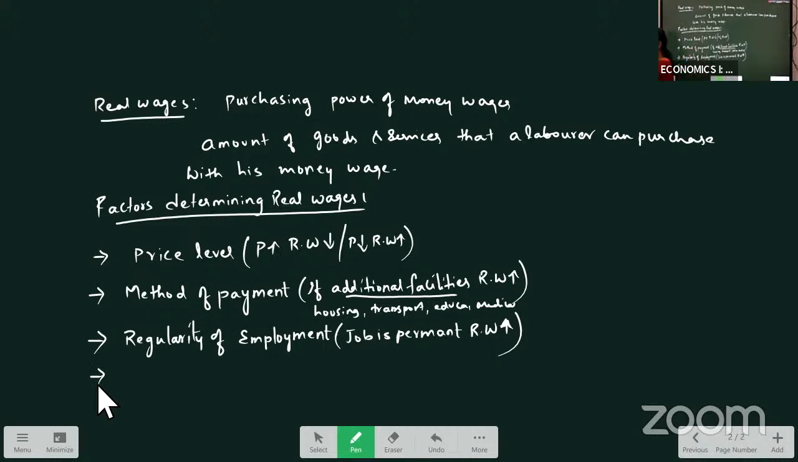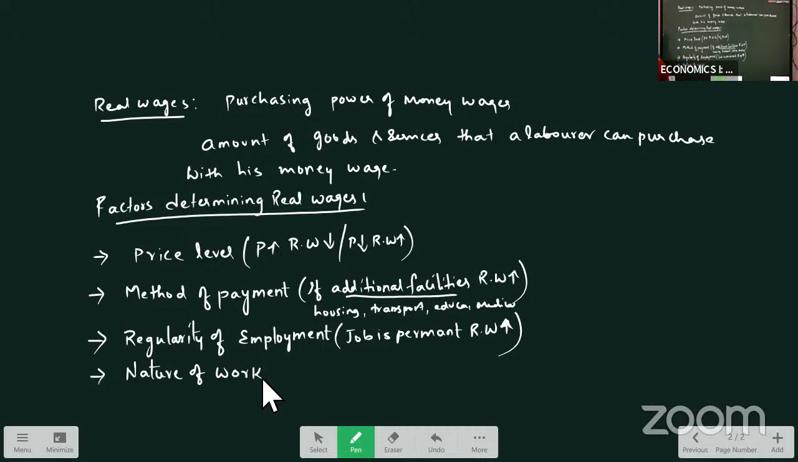And next point, next factor which is determining the real wage is nature of work. Nature of work means what kind of work are people doing? Means, is there risk and danger involved in the work? If the job is a risky job, your real wage will be low. Means you have to spend more on stress relief or the risk you're bearing, the danger you're having. On this only you have to spend all your money. So when risk and danger are more in your job, real wage will be low.